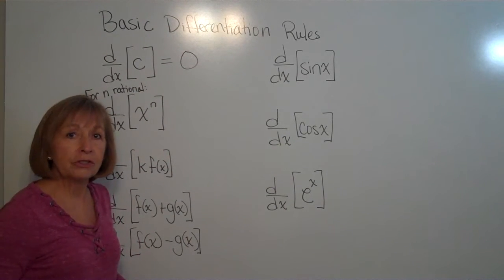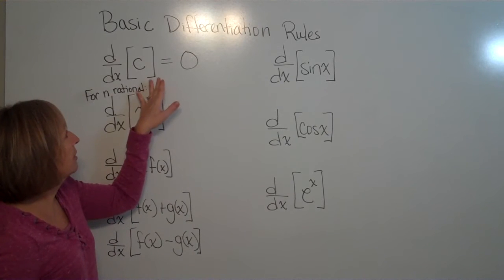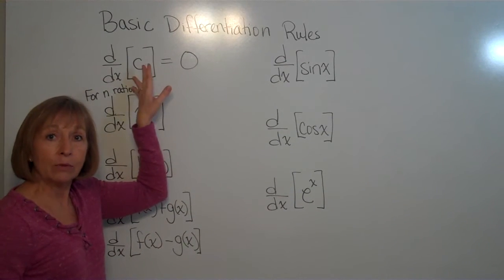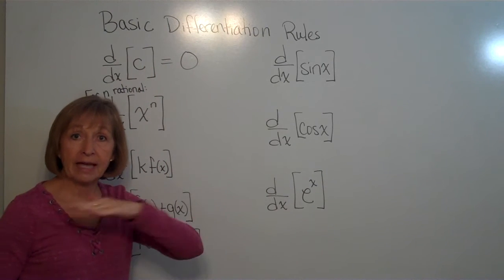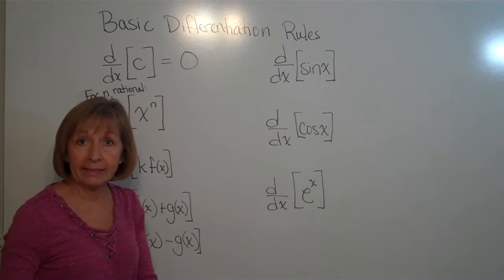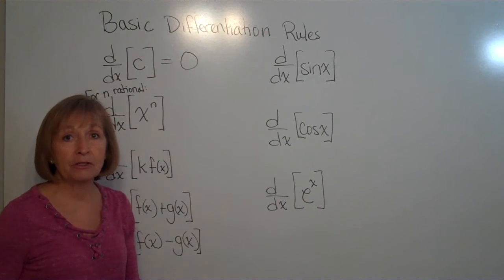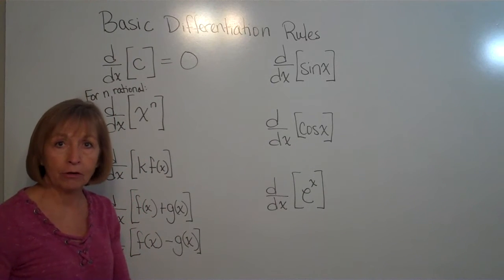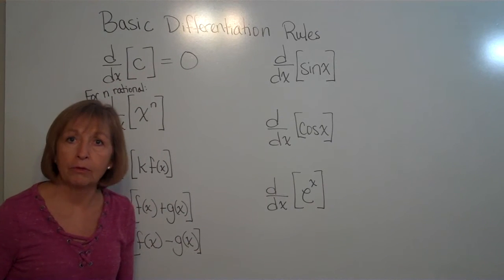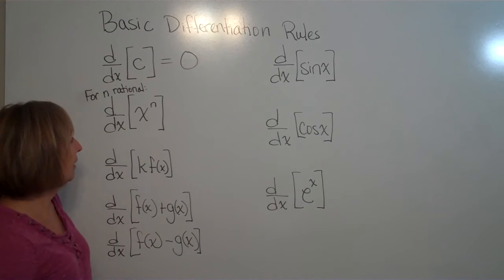And if you were to think about our graphs of this, y equals a number is just a horizontal line. And the slope of a horizontal line is 0. And the derivative gives me the slope of the curve at a given point. And for a horizontal line, the slope is 0 throughout the entire domain.